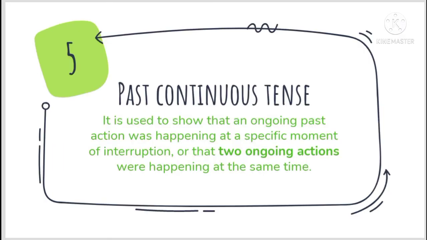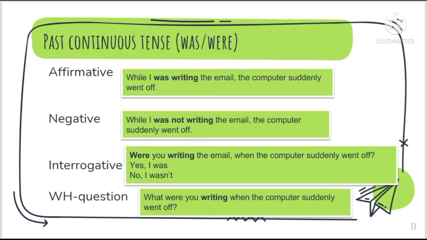Ya. Well, we come to the number 5, past continuous tense. Past continuous tense is used to say that somebody was in the middle of doing something in the past. Ini masih continuous ya, using verb ing. Tetapi perbedaannya dengan present continuous, to be-nya was, were, okay? Was itu untuk I, okay, she, he, it, were, they, we, you. For example, while I was writing the email, okay, the computer suddenly went off.